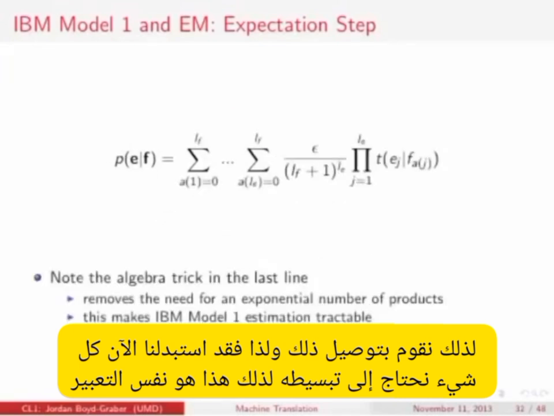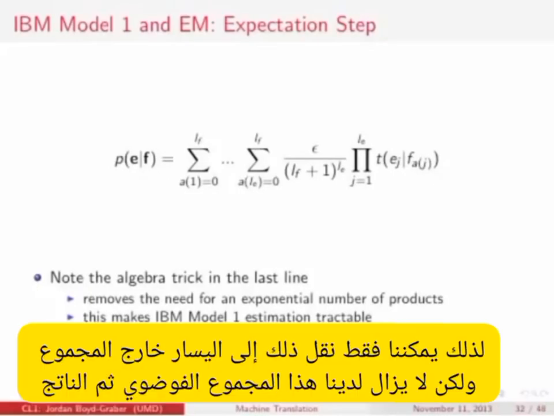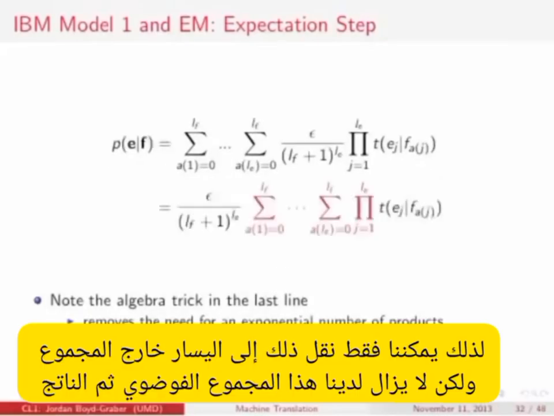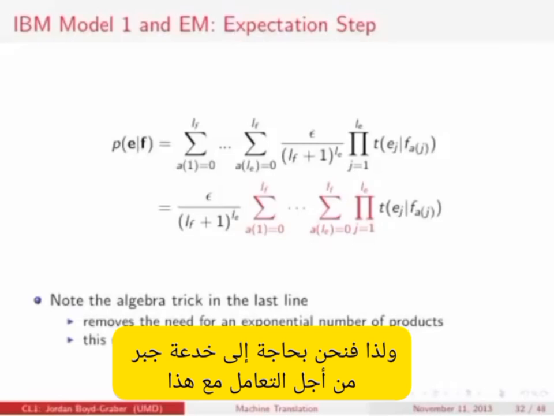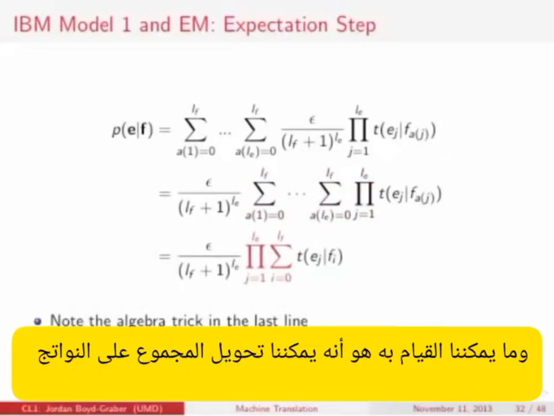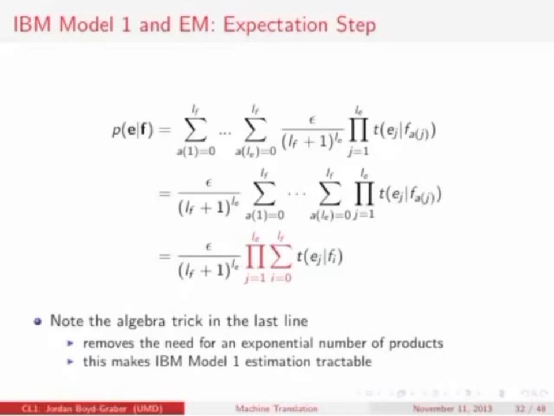So this is the same expression. Now what we can notice is that the probability of alignments is constant, so we can just move that to the left, outside of the sums. But then we still have these messy sums and then a product, and so we need an algebra trick in order to handle this. What we can do is turn the sum over products into a product over sums. And this makes it a lot simpler.